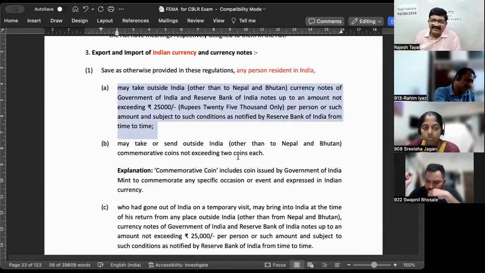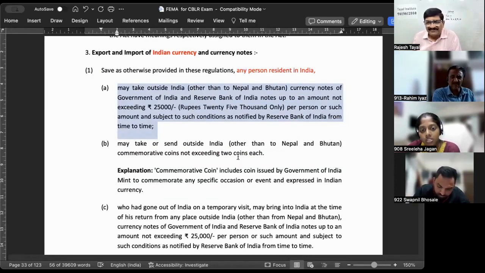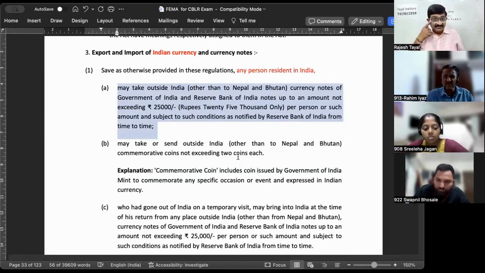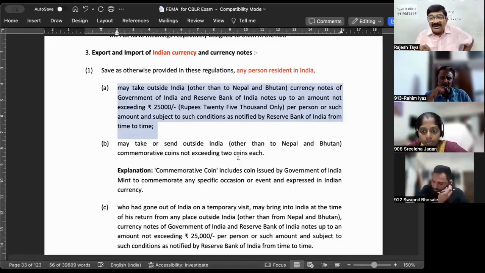How much currency, Indian currency, can be taken abroad? 25,000. Who's authorized to take that currency? Resident Indian with only 25,000. Only a person resident in India is allowed to take Indian currency outside India. And how much can be taken? Up to 25,000. There are two parts. Nepal, Bhutan is one part, other countries is another part. So this 25,000 limit is for countries other than Nepal and Bhutan.